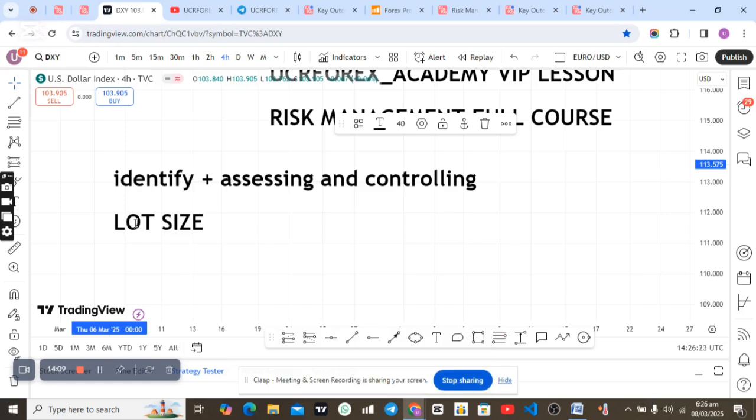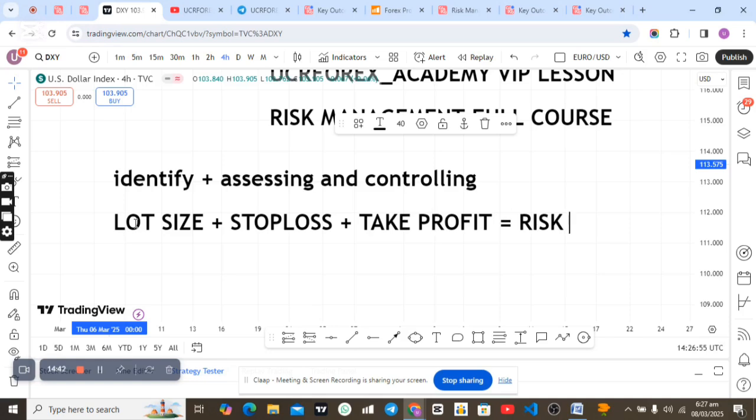Okay, so we have lot size, right? And then we said it involves position sizing. When you hear the word position sizing, it means lot size. Then it also involves stop loss. For you to practice very good risk management, you need lot size, position sizing, a good knowledge of how to use the lot size, which I'm going to explain to you, and a good knowledge of how to use the stop loss, which I'm still going to explain to you, and then take profit, and then finally risk to reward ratio.